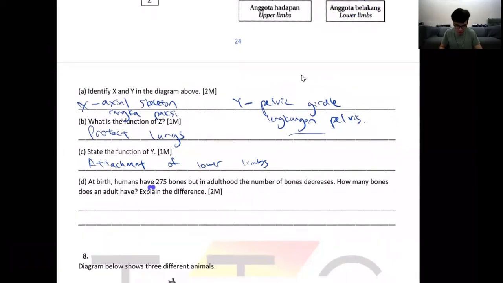So at birth, humans have 275 bones. Again, the number decreases. How many bones does an adult have? You don't need to know this, but a human adult has 206 bones. Explain: because smaller bones fuse into a single stronger bone. Tulang-tulang kecil bercantum menjadi satu tulang besar dan kuat. So maybe 5 bones fuse together to become a stronger, bigger bone. That's why your number of bones actually decreases. More bones doesn't mean better. You need strong bones. You don't need more bones.